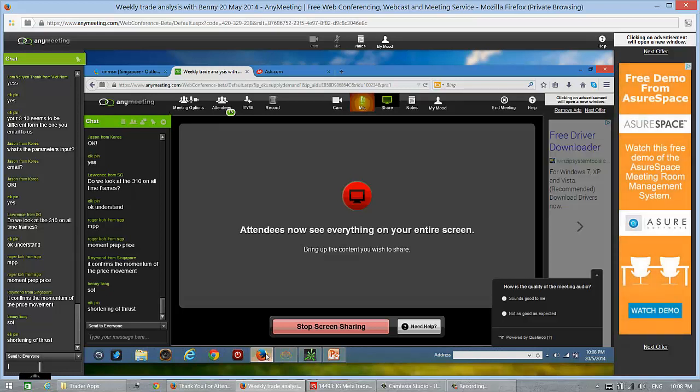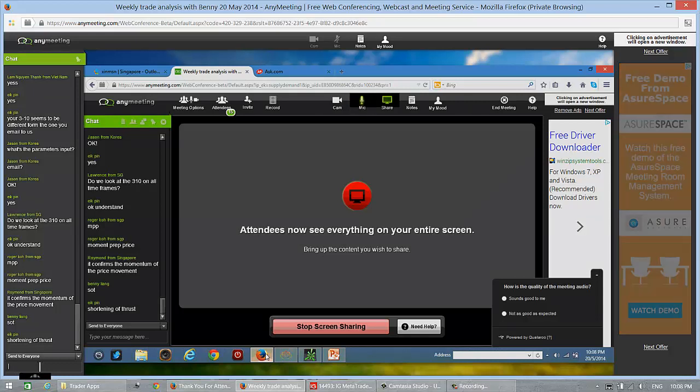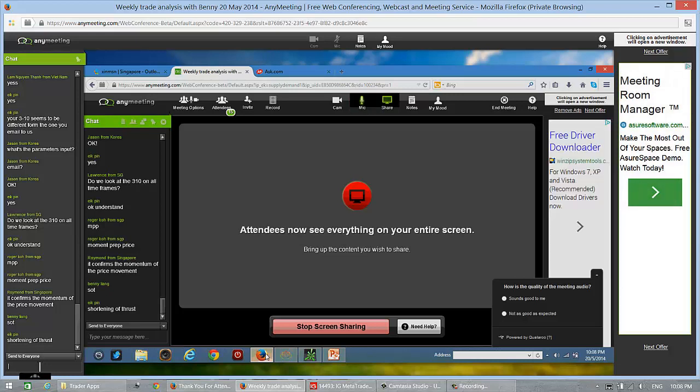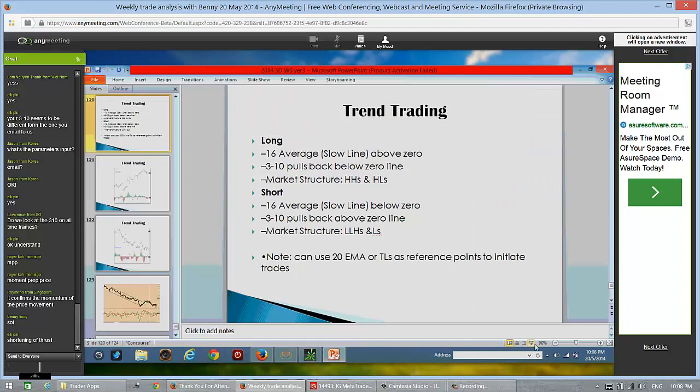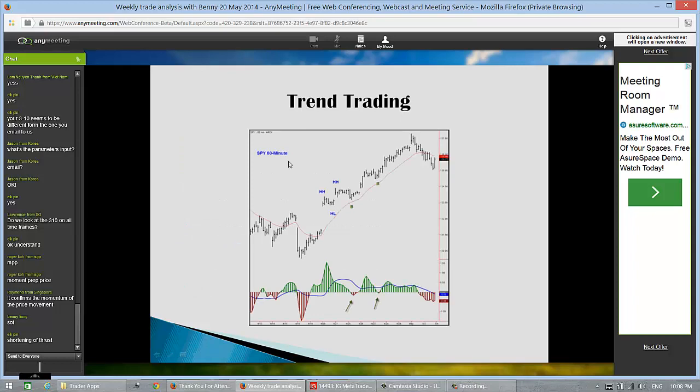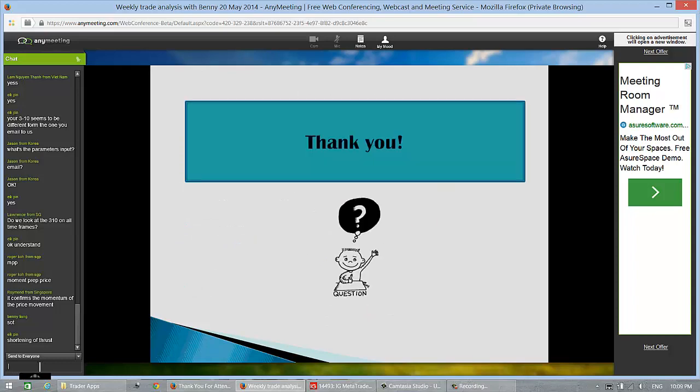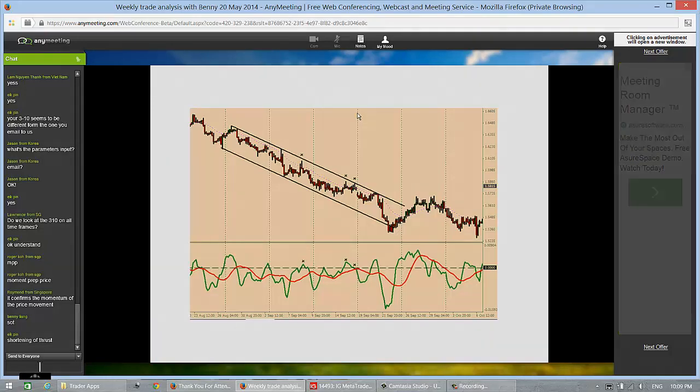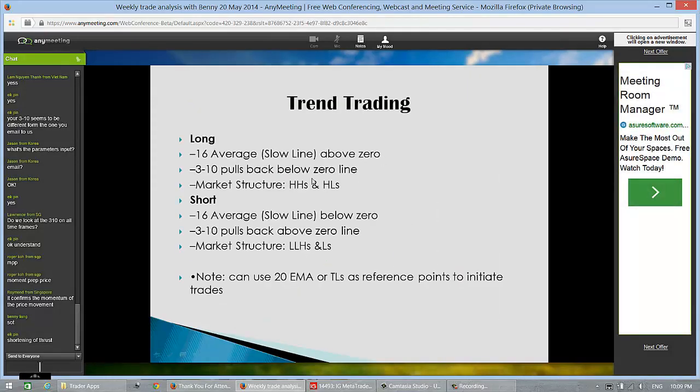Okay. If clear, then we want to cover the last one, how we use the 310 for trend trading, right? So basically, we use the 310 for three purposes, right? One is helping us to identify the counter trend. The other is trend trading. Okay, trend trading.